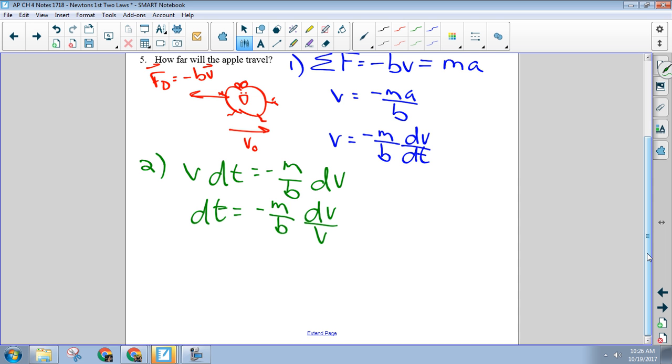Okay? Now, remember, when we integrate, we can either do a definite or an indefinite integral. Our goal is we want to figure out what the velocity is at time t, right? So, here's what I'm going to do. I'm going to take this expression. Let me just write it again so we've got a little bit of room to work with.